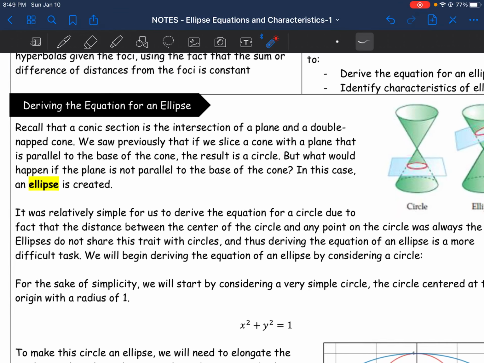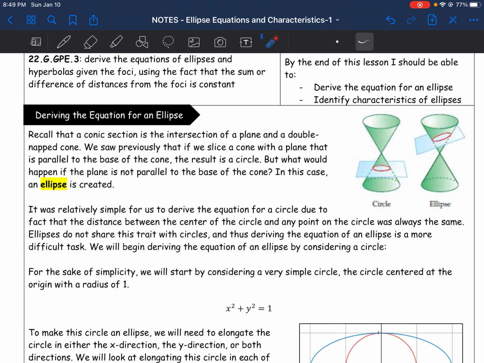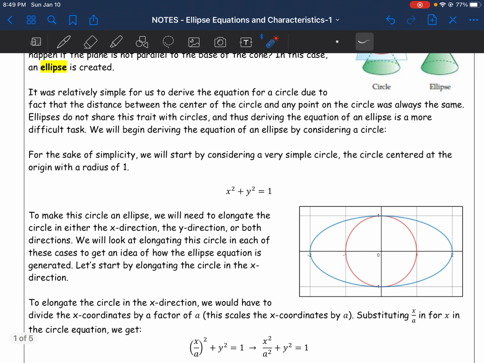Now, unfortunately for us, when we're dealing with circles, it was easy for us to derive the equation for a circle because of the fact that the distance between the center of the circle and any point on the outside of the circle was always the same. Ellipses don't share that common trait with circles, so deriving the equation of an ellipse is going to be more difficult. But the way that we're going to do it is we're going to begin by considering a very simple circle. And the circle that we're going to consider is the circle centered at the origin with a radius of 1. And here's the equation for that circle.